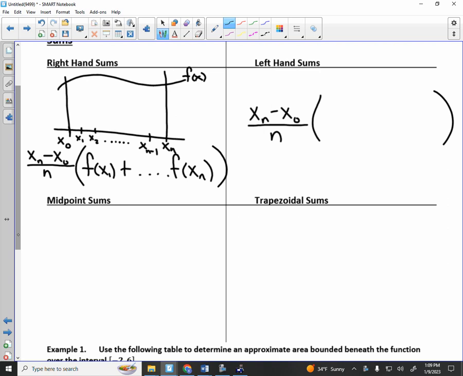What do we plug in to get our first height? As I look at this piece, if we're doing left hand, what do I plug in to get my first height? I start with x sub 0. Right? You start by plugging in this one instead of that one. You go to the left-hand side. So you start with f of x sub 0.